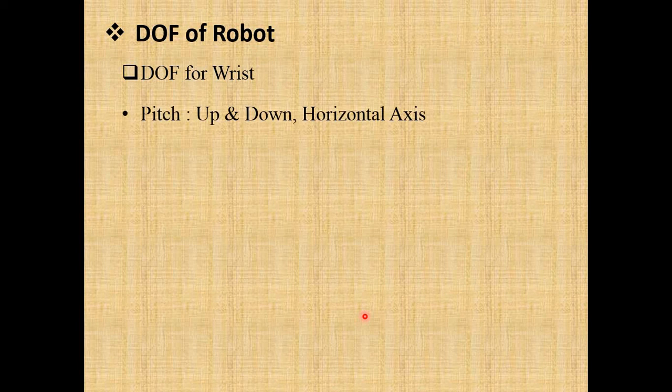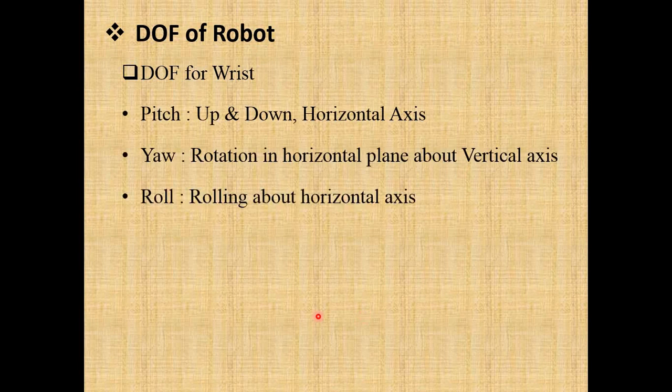And the second one is the degree of freedom for the wrist. It may be of three types: pitch, yaw and roll. Pitching means up and down motion of the wrist, and it covers the horizontal axis. The second one is yaw, which is rotation in the horizontal plane about the vertical axis. And the third one is roll, which is rolling about the horizontal axis. So these are the 3 degrees of freedom for the wrist.